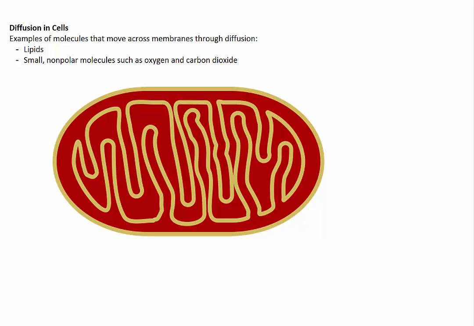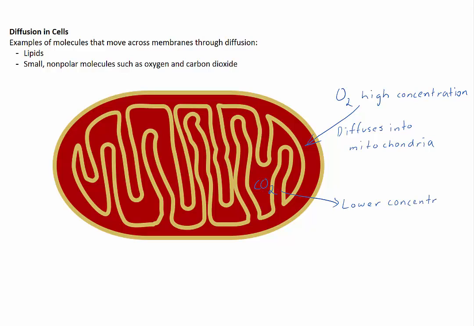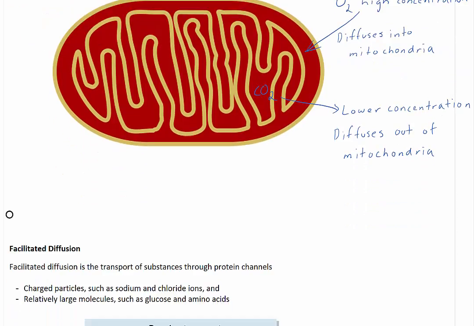So for example, mitochondria consume oxygen as soon as it diffuses into the cell through the process of cellular respiration. This maintains the oxygen gradient that drives the diffusion of oxygen into the mitochondria. Respiration produces carbon dioxide, so you have a high concentration of carbon dioxide inside the mitochondria, which then diffuses out of the mitochondria because the concentration always remains higher inside the cell than outside.